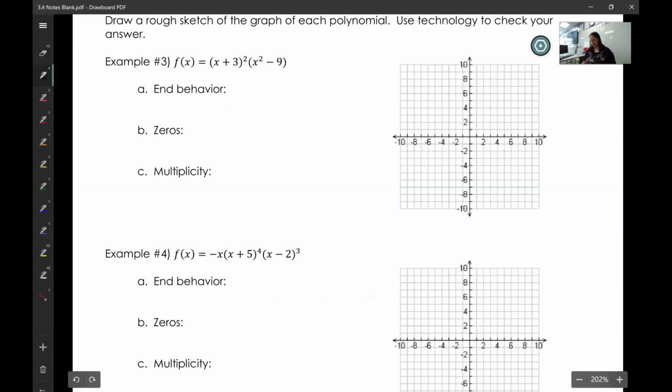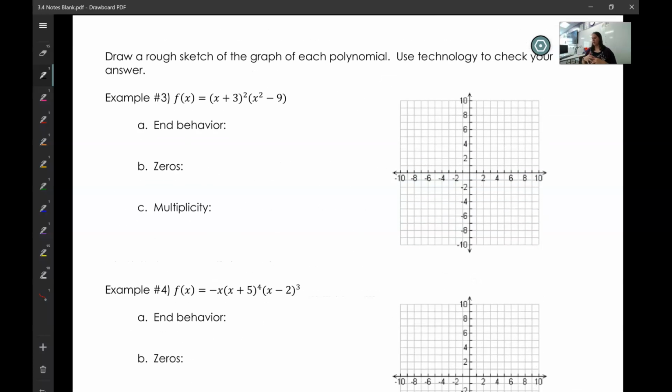Now, in the next video, we're going to put together everything we've learned so far with end behavior and multiplicity to sketch out a graph of a function.